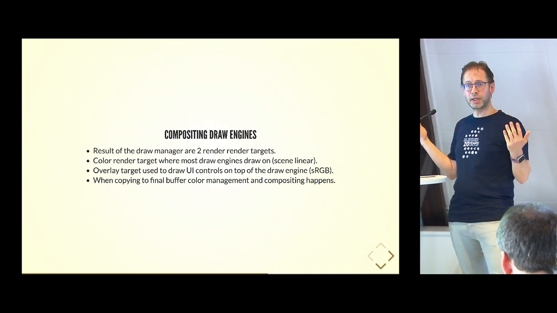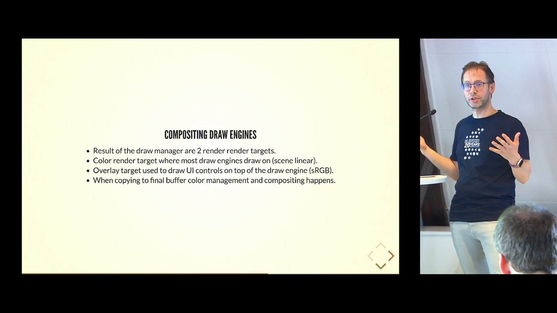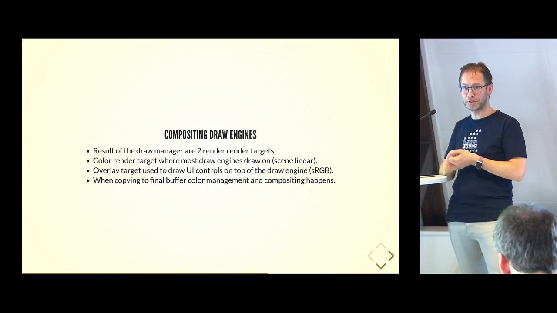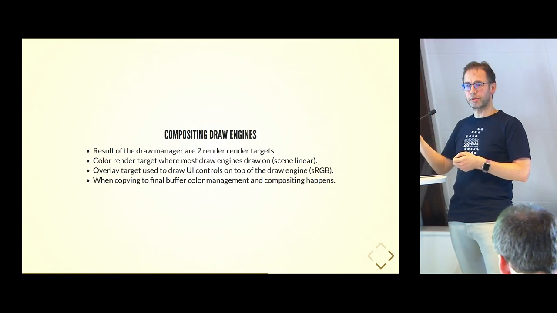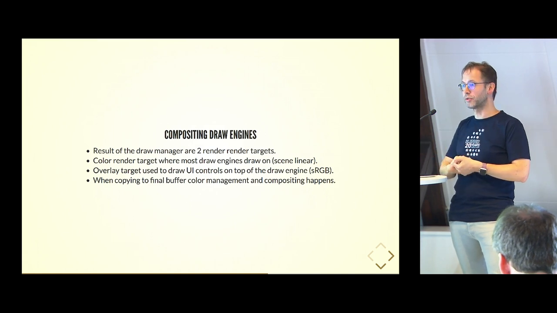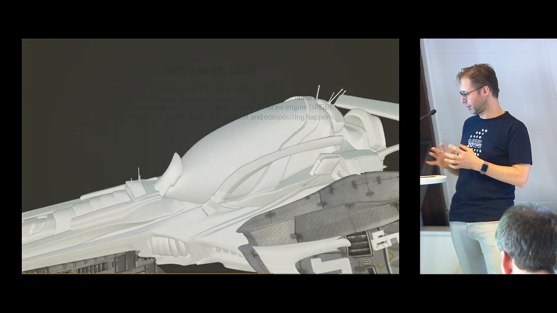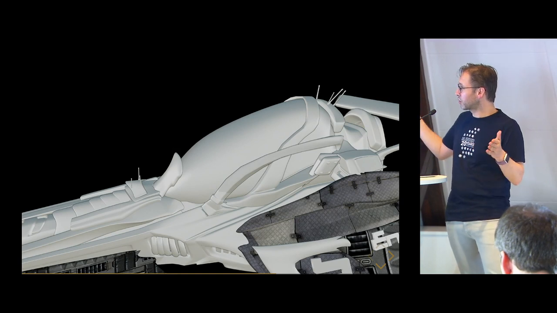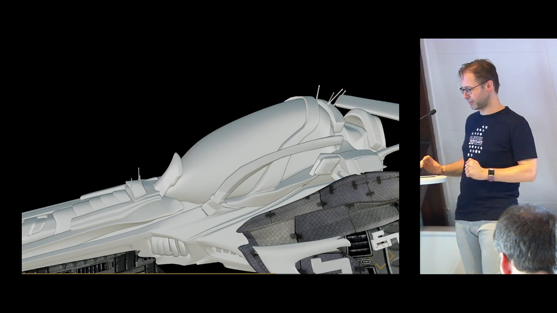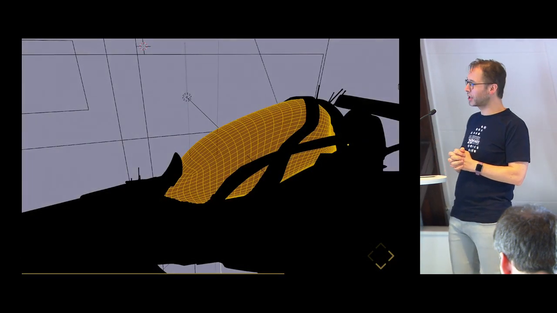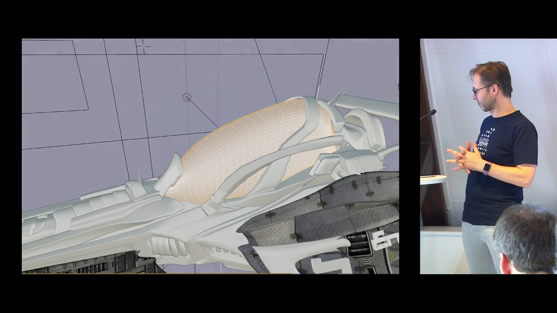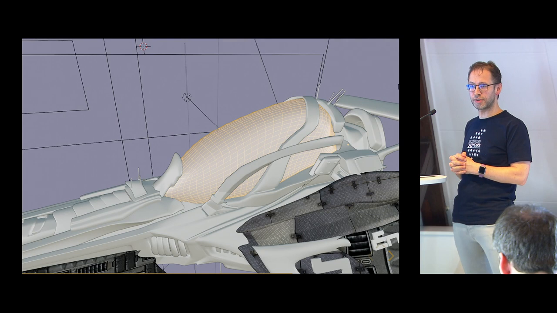And when copying those two images to the final frame buffer that will be visible to the user, we apply the correct color management, apply them together, and copy it to the screen. So basically, Workbench could generate some image like this. The overlay engine can create something like that. And eventually, this is what the user sees.